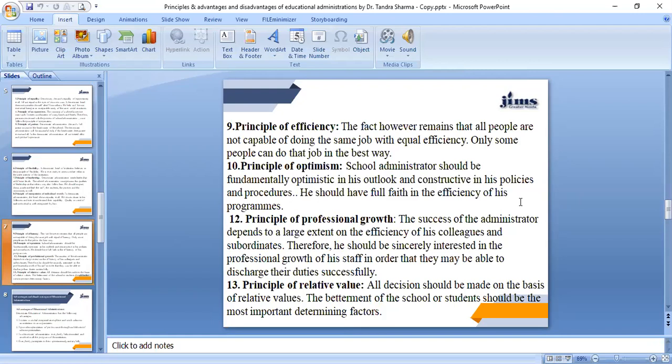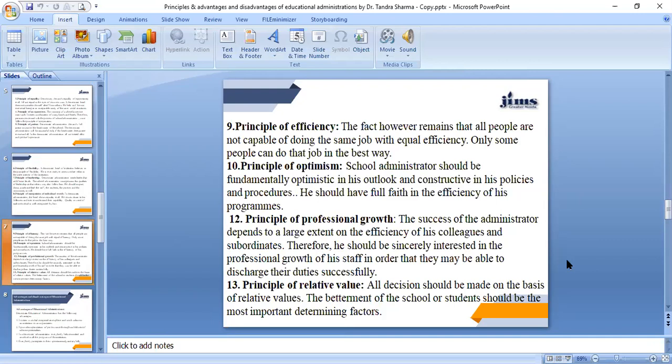The next principle is the principle of professional growth. The success of the administrator depends to a large extent on the efficiency of his colleagues and subordinates. Therefore, he should be sincerely interested in the professional growth of his staff in order that they may be able to discharge their duties successfully.